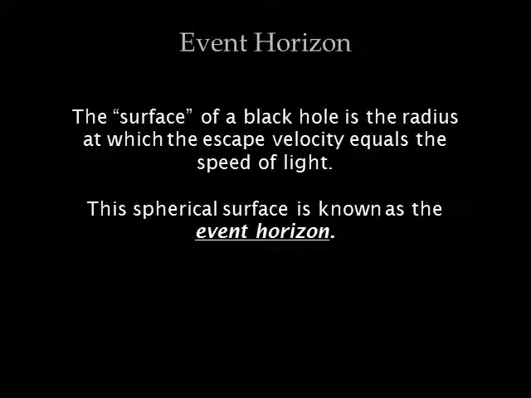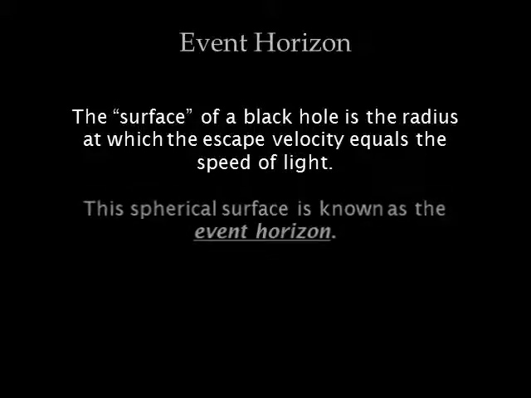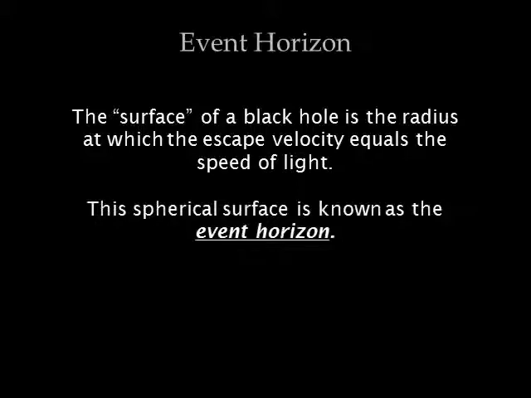The boundary between the inside of a black hole and the universe outside is called the event horizon. It's the boundary around the black hole at which the escape velocity equals the speed of light. Nothing that passes within this boundary can ever escape. The event horizon gets its name from the fact that we have no hope of learning anything about events that occur within it.